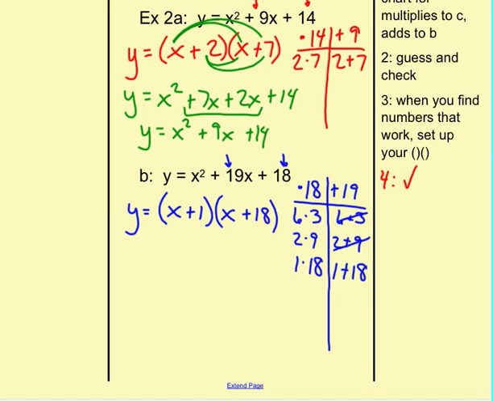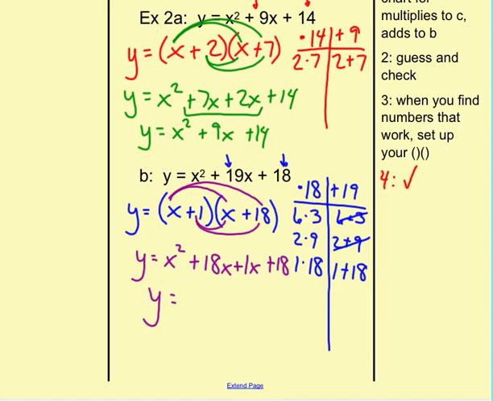And we're going to check our work on this one. Y equals x times x is x squared. X times 18 is 18x. 1 times x is 1x. And 1 times 18 is 18. So when I combine my like terms, I get x squared plus 19x plus 18.